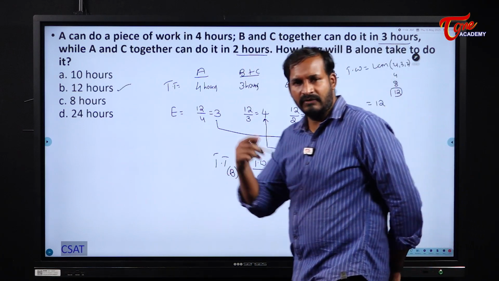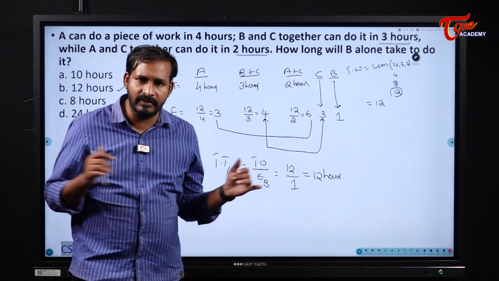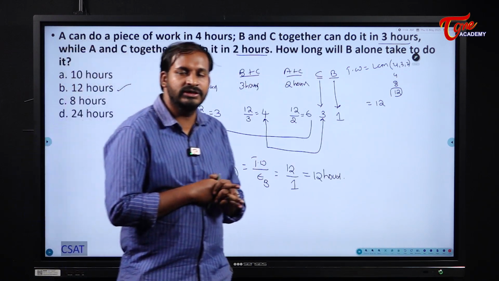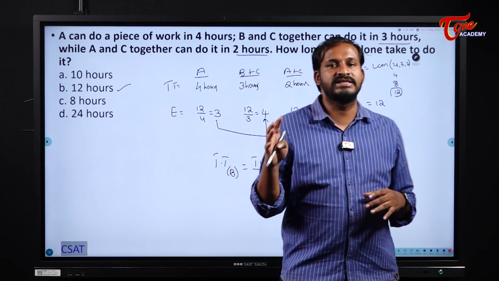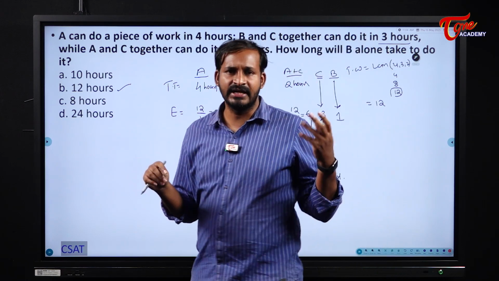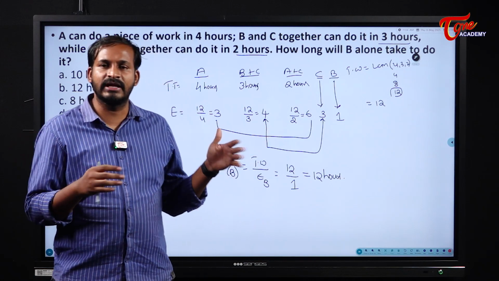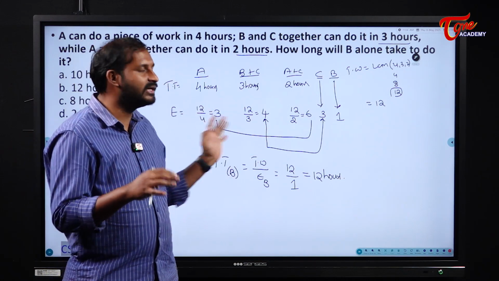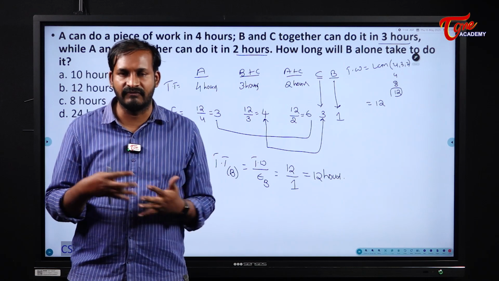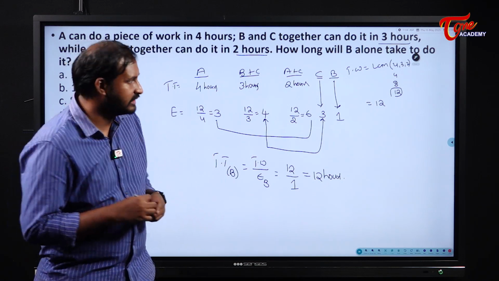Understood, students? So everything is interrelated. Whatever the question may be, our first goal is to find the total work as well as their efficiencies, whether individual or combined. We will find the total work and their efficiencies, and then, based on our requirement, we will shuffle the things and get the answers.